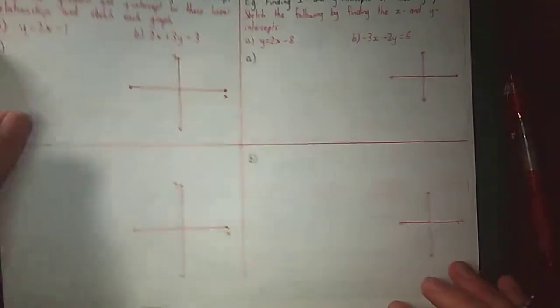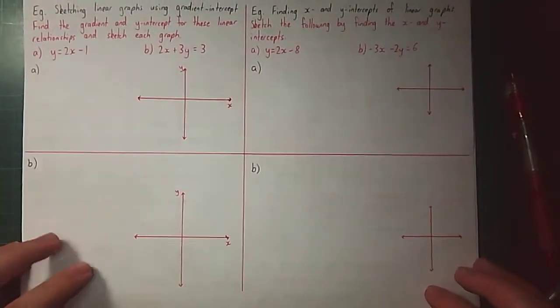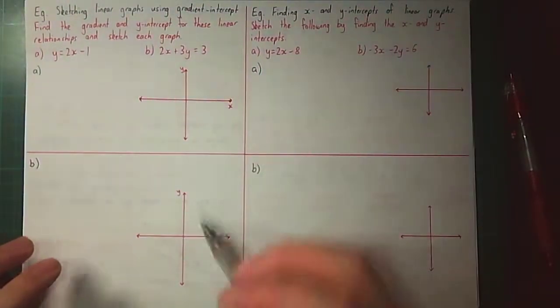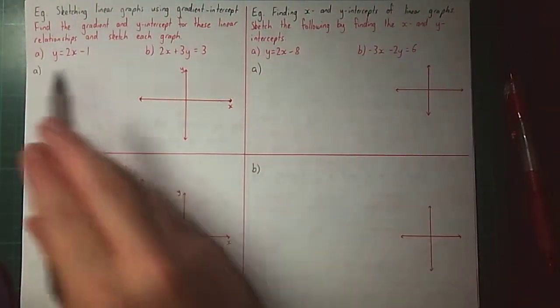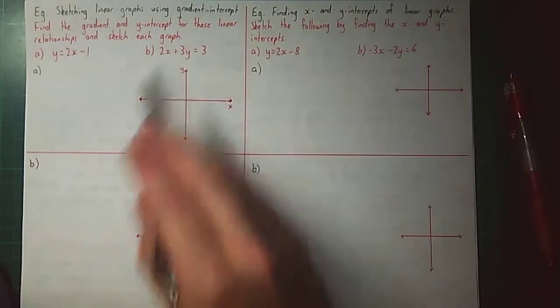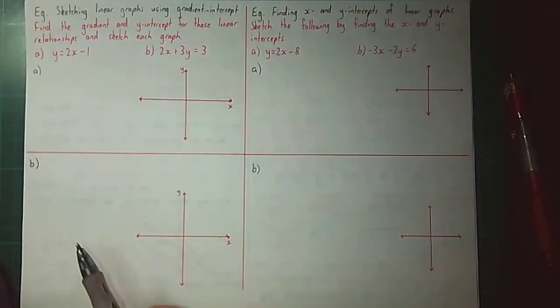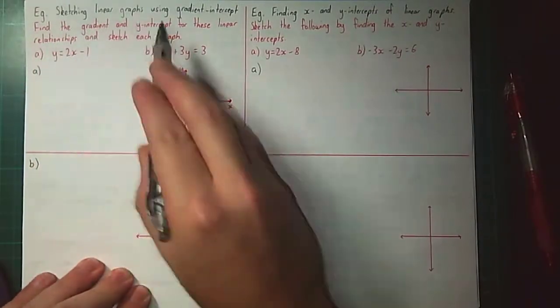The next example, we're going to do some sketching. Now this is sketching linear graphs using gradient-intercept form that we were talking about before. And this is already in that form. We'll see that this one isn't, so we're going to have to do some manipulation there. So find the gradient and y-intercept for these linear relationships and sketch each graph. Okay, so find the gradient and y-intercept.